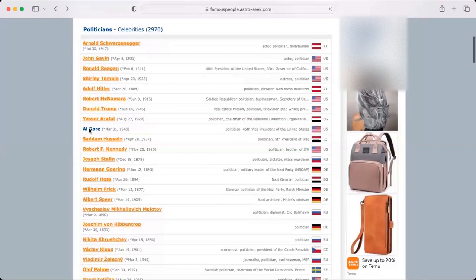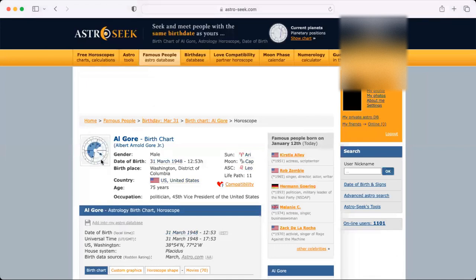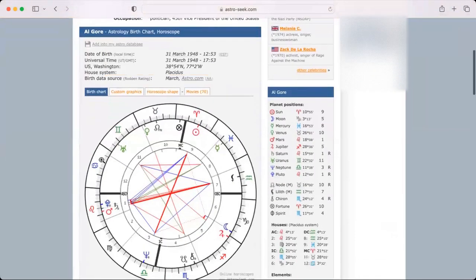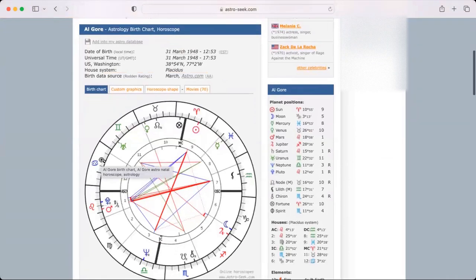Al Gore. I remember Al Gore from back in the day. So he's an Aries, right? Aries sun. Aries is the first sign, Pisces is the 12th sign, but technically, if we're going in zodiacal order, it's the last sign, but it will come before Aries. So the Mercury is there, one sign before, and then the Venus is one sign after in Taurus.